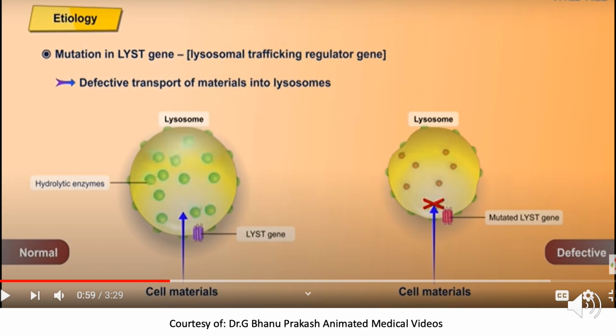Take a look at these two lysosomes. One has lysosomal trafficking regulator protein expressed on its surface, while the other one does not. So which among them do you think will contain powerful and active digestive enzymes? It's the lysosome with the lysosomal trafficking regulator protein.